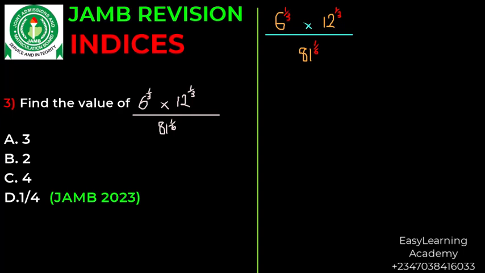Okay, so I want to believe you've solved it and you've gotten your answer, so let's do it together. The first thing we're going to do is try to break down each of these numbers to smaller bases. So for 6, we need to break it down. What are the numbers we can multiply together to have 6? That will be 2 and 3. So we can now have it as 2 times 3. So that's for the first one.